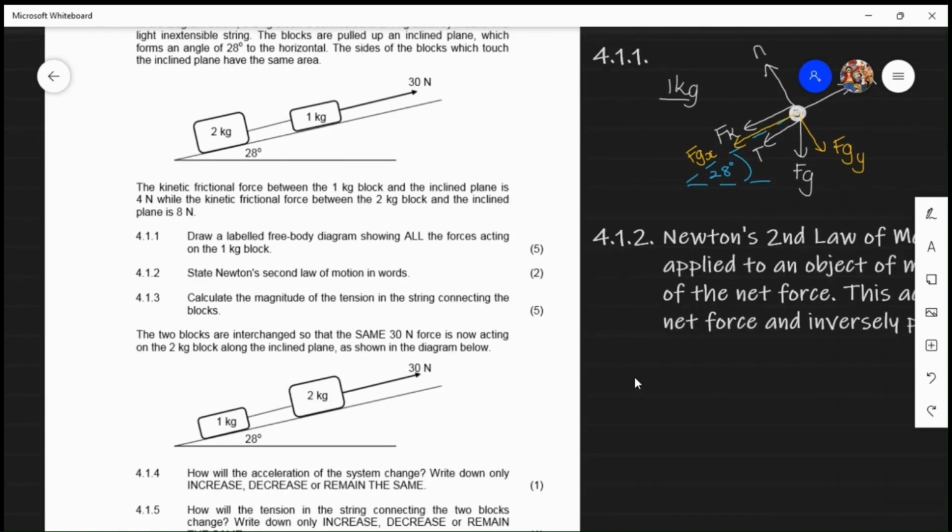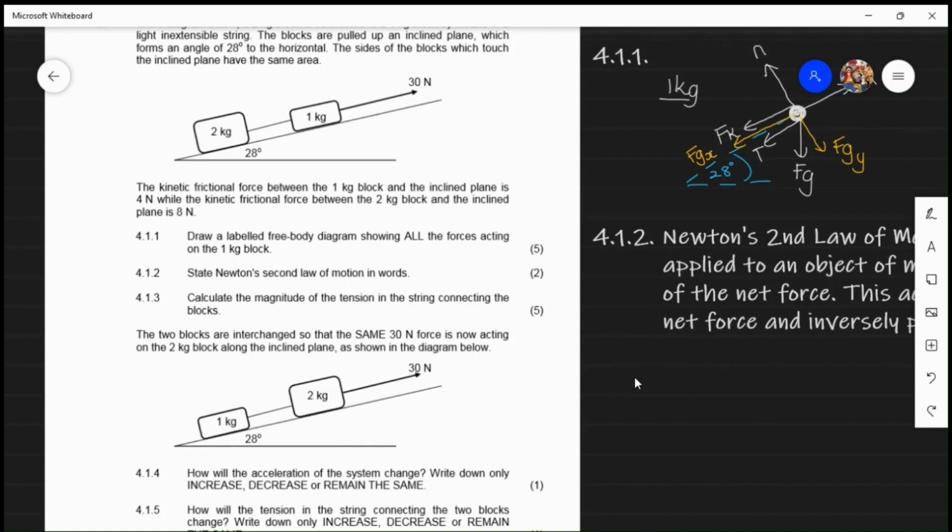Our next question, question 4.1.3: calculate the magnitude of the tension in the string connecting the blocks. They've indicated magnitude, which means we are not going to include a direction, nor will we include a positive or negative sign. We are only going to include the value, which is the magnitude, and the SI unit of measurement of that specific quantity, which is tension.